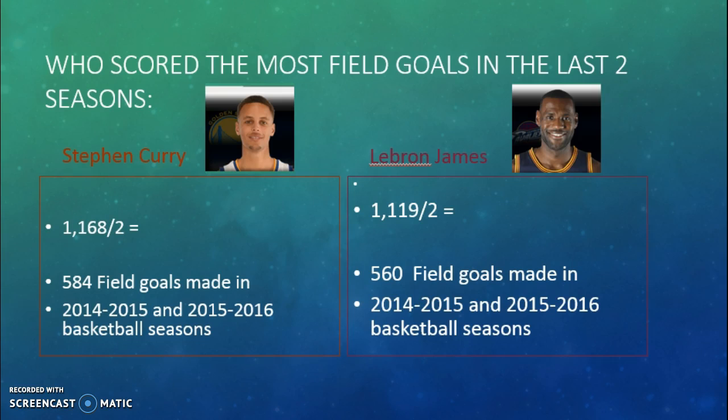So now, if I bring them together, who scored the most field goals in the last 2 seasons? Was it Stephen Curry or LeBron James? Well, Stephen Curry had 584 field goals made in those 2 seasons, and LeBron James had 560 field goals made in those 2 seasons. So Stephen Curry is ahead of LeBron James. See how I made a comparison, and I could compare my 2 basketball players that I wanted to compare.